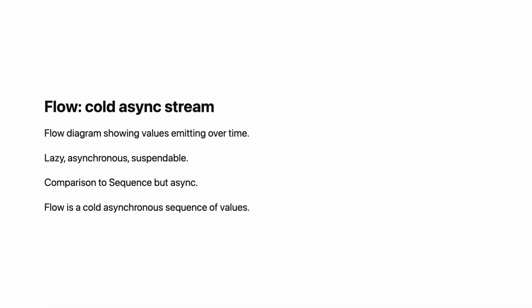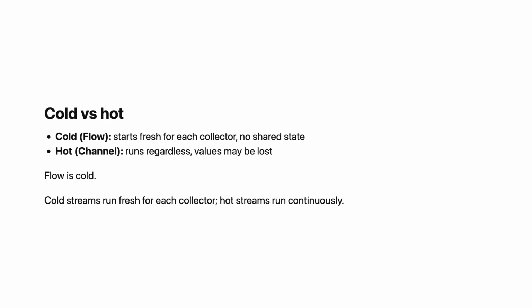A cold stream starts fresh for each collector. When you collect the Flow, it runs from the beginning. Another collector gets another run. No shared state. Cold streams are like functions. Call the function, get a result. Call again, get another result. Each call is independent.